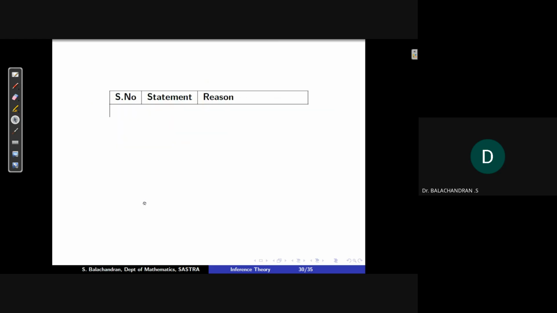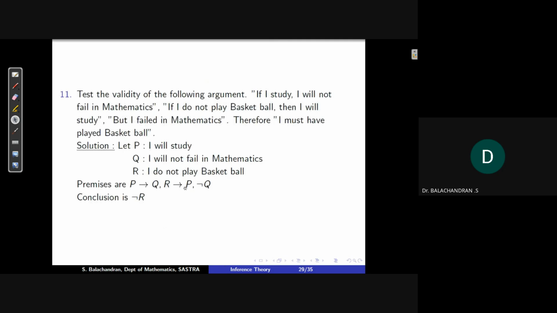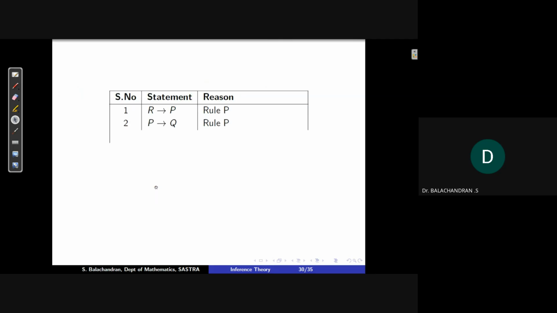So remember, the first one is what? You can use any one in the order. R implies P, and then P implies Q. So from this we get R implies Q. Still, I am not using one more premise, but here they are using the contrapositive: negation Q implies negation R. This is rule T.